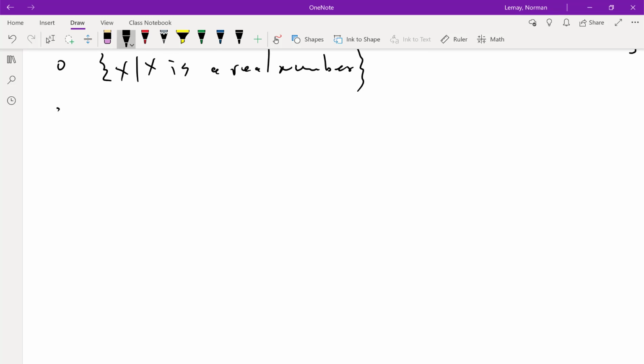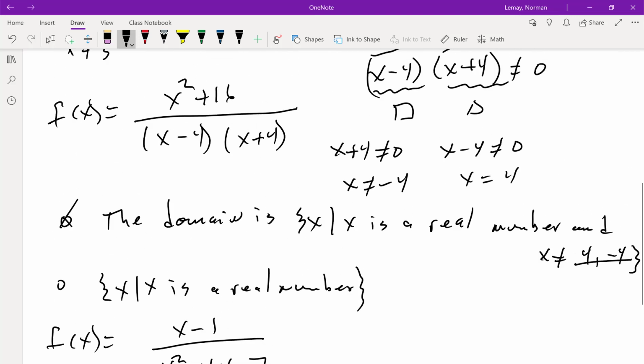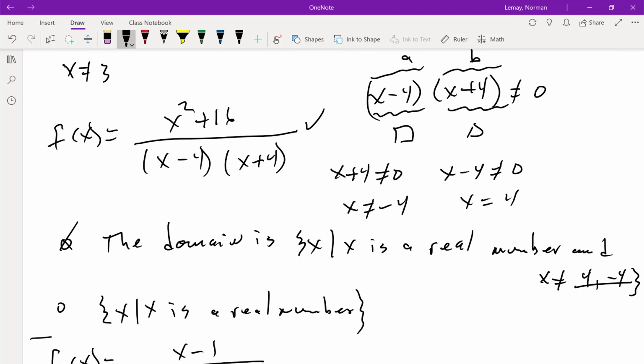So let's take a look at f of x equals x minus 1 divided by x squared plus 6x minus 7. Our goal here is to find the domain of this rational function. Let's recall that the domain is all the real numbers except where the denominator is equal to 0. So we need to find those x values. We have this trinomial in the bottom, and it's unfactored. We took a look at the type where the denominator was already factored.